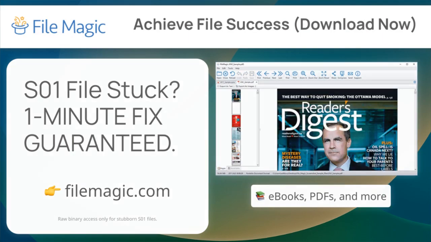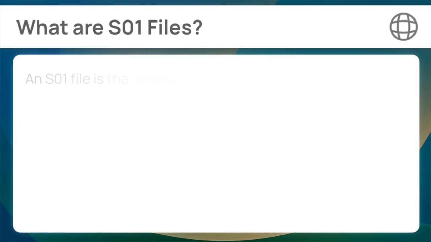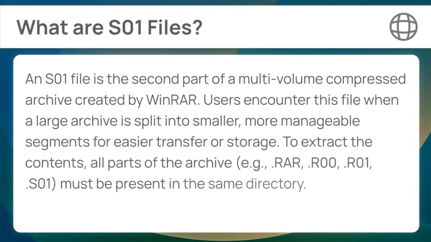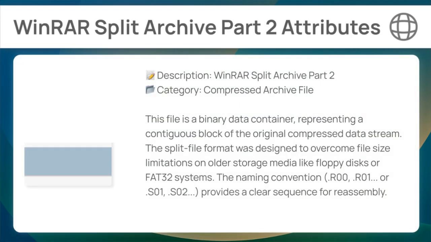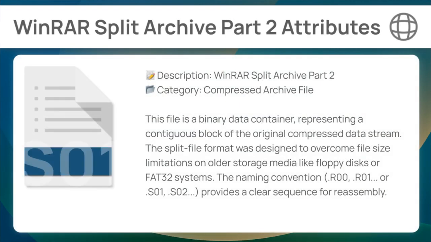An S01 file is the second part of a multi-volume compressed archive created by WinRAR. Users encounter this file when a large archive is split into smaller, more manageable segments for easier transfer or storage. To extract the contents, all parts of the archive, e.g. RAR, R00, R01, S01, must be present in the same directory. This file is a binary data container representing a contiguous block of the original compressed data stream.